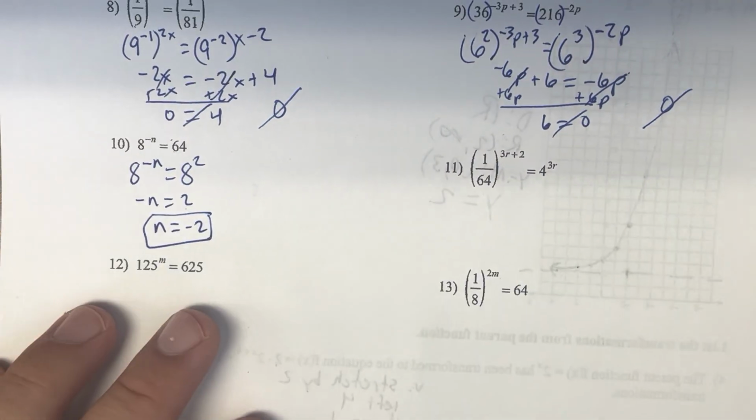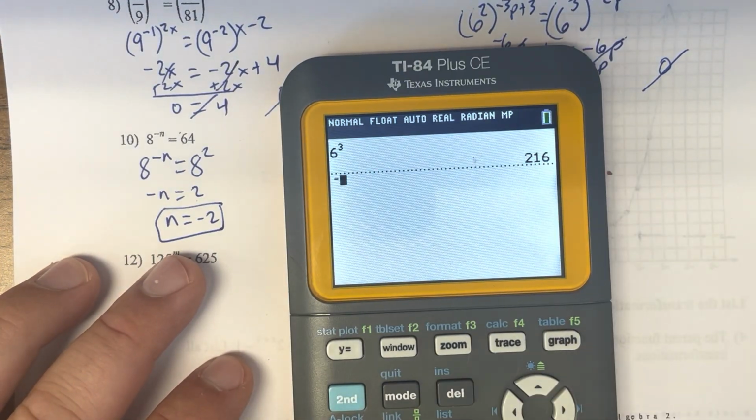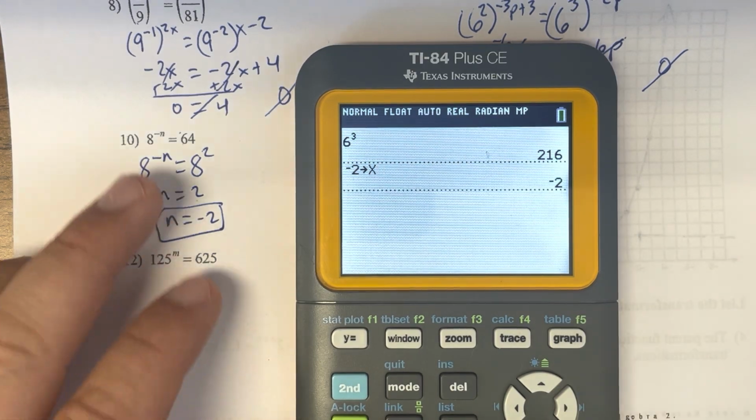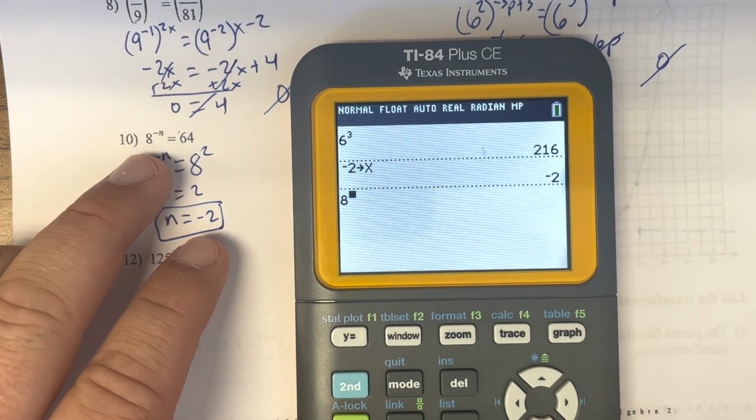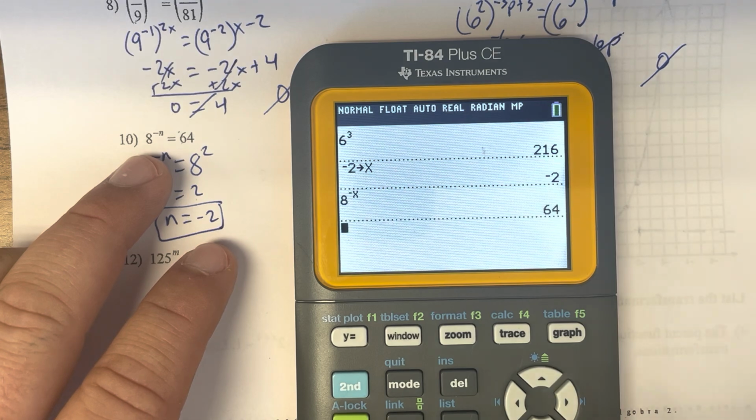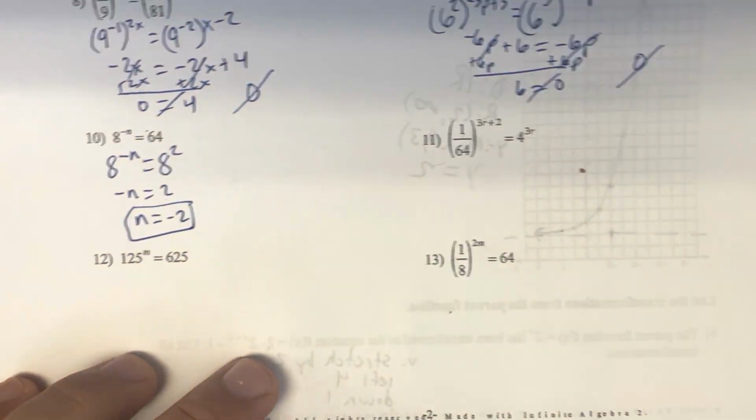And you can always check these as well. You can take that negative 2 and store it in for my x. And then we can just check it. 8 to the negative x is equal to 64, so it checks.